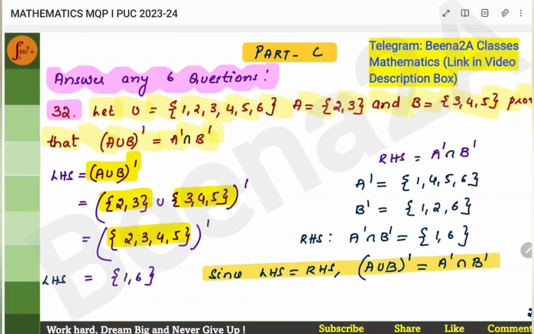Other than 2, 3, 4, 5, what are the elements in the universal set? You have 1 and 6. 1 and 6 are the elements in the universal set which are not there in this set. So 1, 6. Now this is LHS. We go to RHS, take A complement intersection B complement.